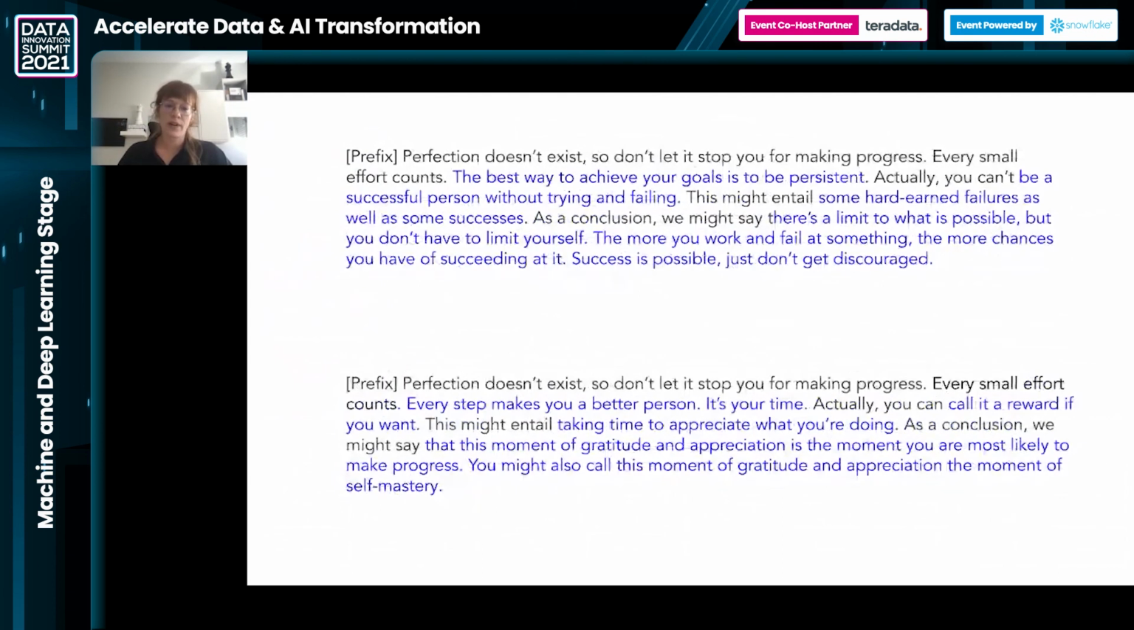Here we have another example that talks about perfectionism. In the first one, it explores goals, what it means to be successful, and that relationship with failure. And in the second one, it explores other things, like rewards and taking time and patience to appreciate what people are doing.